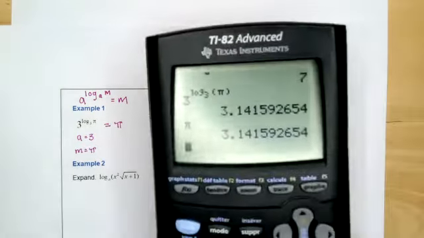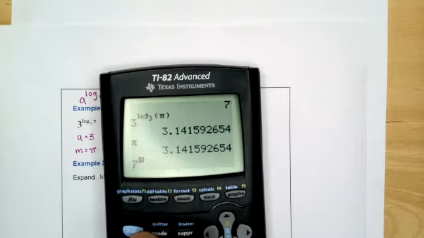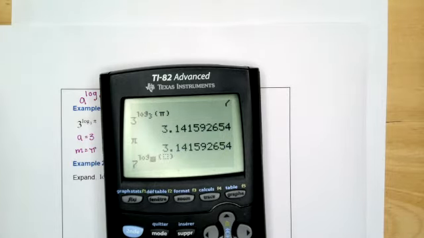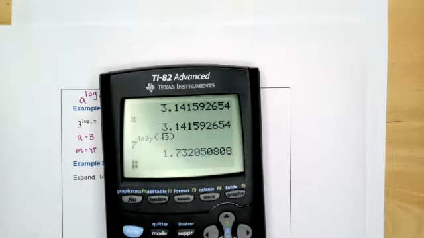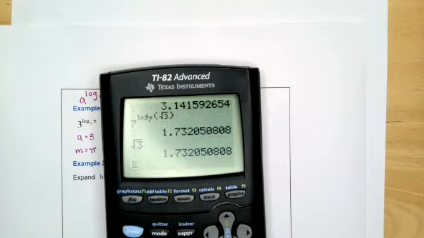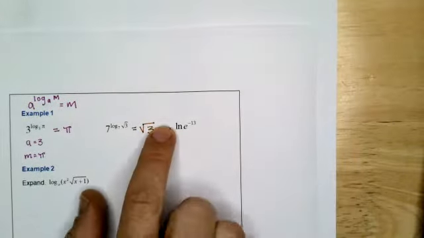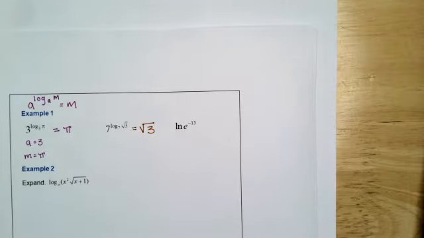If you put it into your calculator, you will find that 7 to the power of log base 7 of anything, but in this case, square root of 3, will give you that same square root of 3 as your answer. All right, what about this one? The natural log of e to the power of negative 13.